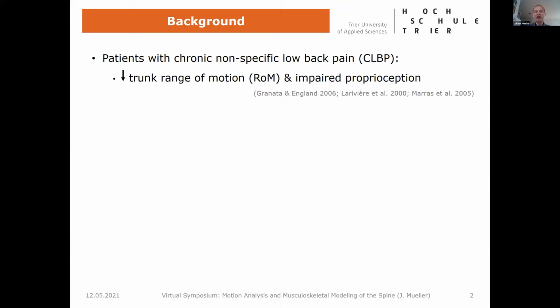As is evident, patients with chronic non-specific low back pain show reduced range of motion as well as reduced proprioception compared to asymptomatic persons. Thus, improving movement control might be a promising treatment goal for chronic low back pain rehabilitation.